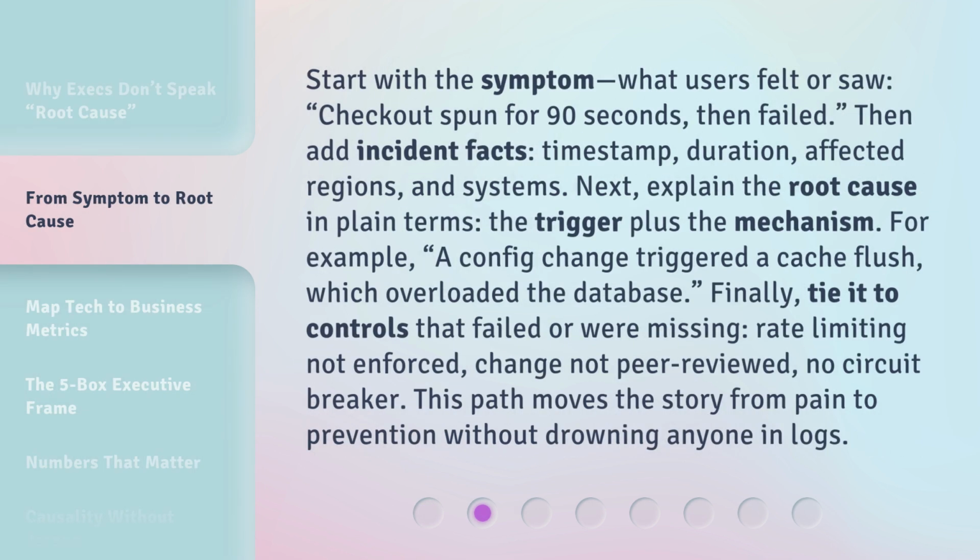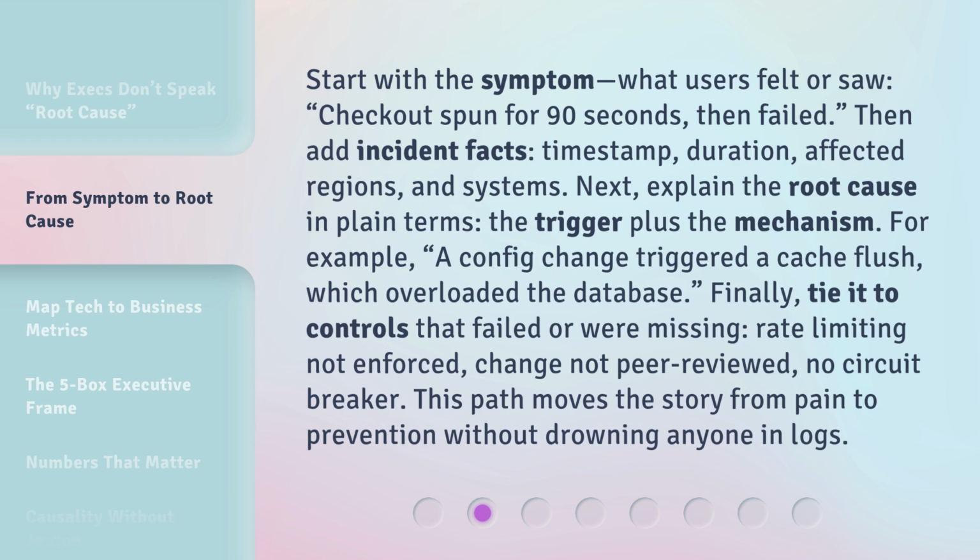Start with the symptom, what users felt or saw. Checkout spun for 90 seconds, then failed. Then add incident facts: timestamp, duration, affected regions, and systems. Next, explain the root cause in plain terms, the trigger plus the mechanism. For example, a config change triggered a cache flush, which overloaded the database.